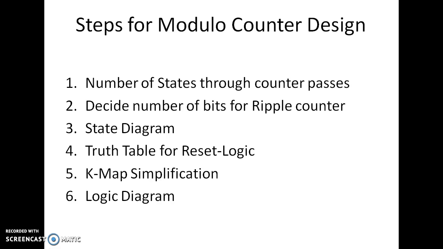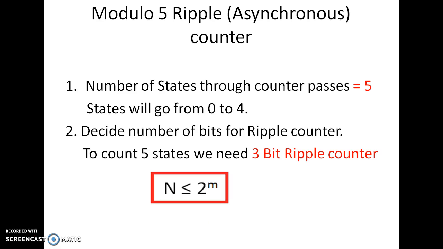We will consider these different steps to follow to design any modulo counter. First we'll see the number of states through which the counter passes. Then we can decide the number of bits for the ripple counter, or number of flip-flops. Then we can go for the state diagram followed by the truth table for the reset logic, K-map simplification to get the output equation, and based on that output equation, the logic diagram. We will consider one example of a modulo 5 ripple asynchronous counter.